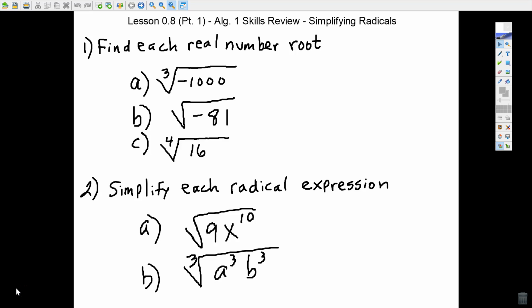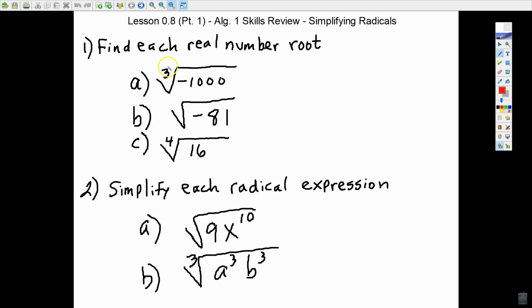We're moving on in our Algebra 1 skills review, and this is really going to be a two-part lesson. Both parts are going to be dealing with simplifying radicals. So let's just review this process of, as I've shown here, these problems, part number 1, A, B, and C. What does it mean to find a real number root?